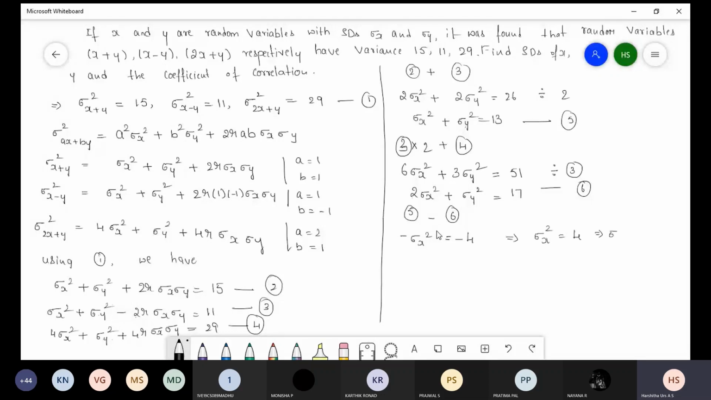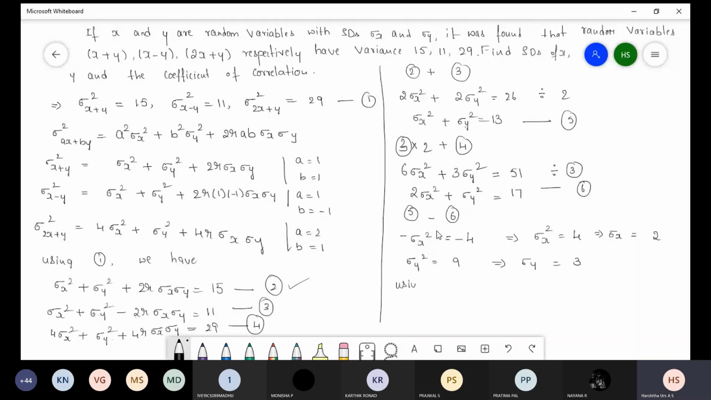Square root, we get sigma x is equal to 2. Substitute this sigma x square value in any one of the equation. We get sigma y square is equal to 13 minus 4 is 9. So sigma y is equal to 3. To find out the coefficient of the correlation, we have to substitute in any one of the equation. I substitute in equation 2.